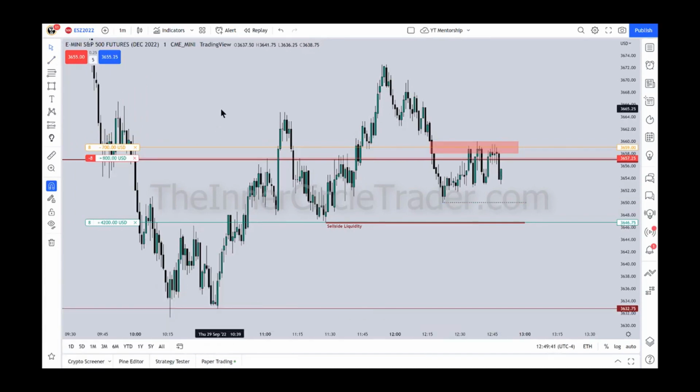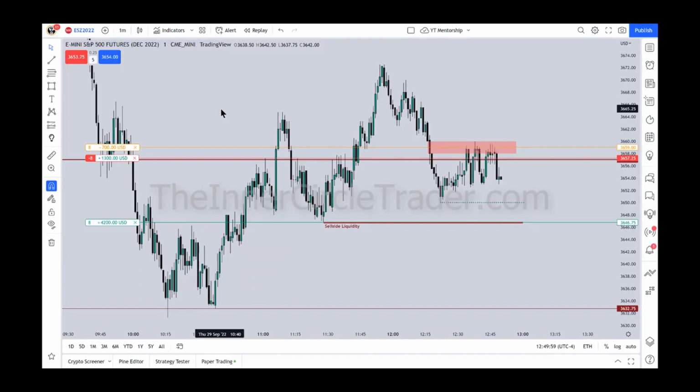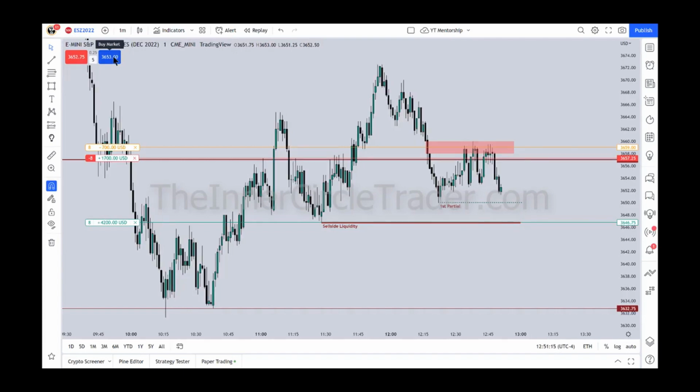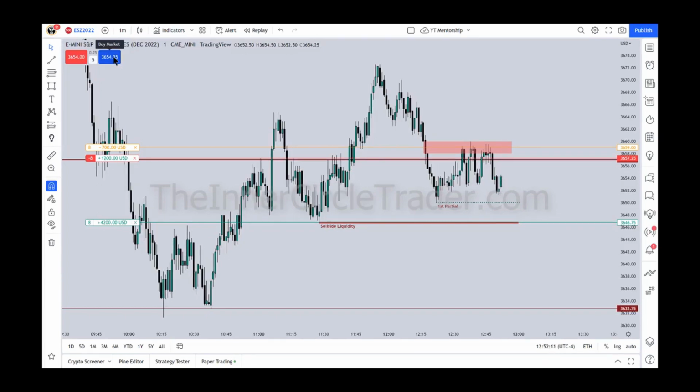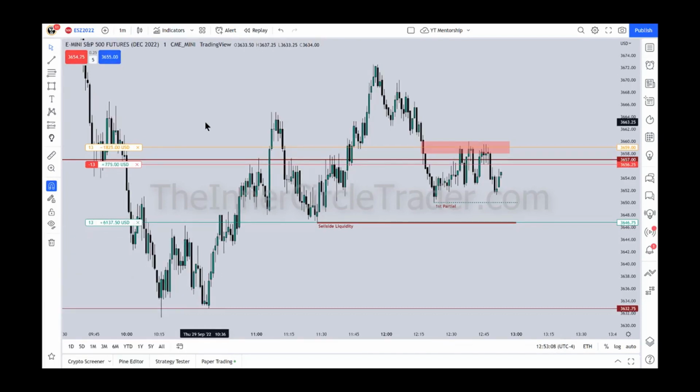So adjusting the stop, I have noted a short-term sell-side liquidity pool right here. That's where the first partial is going to be. Now I'm going to add an additional short in here. Okay, so I just pyramided. Now I have 13 contracts.